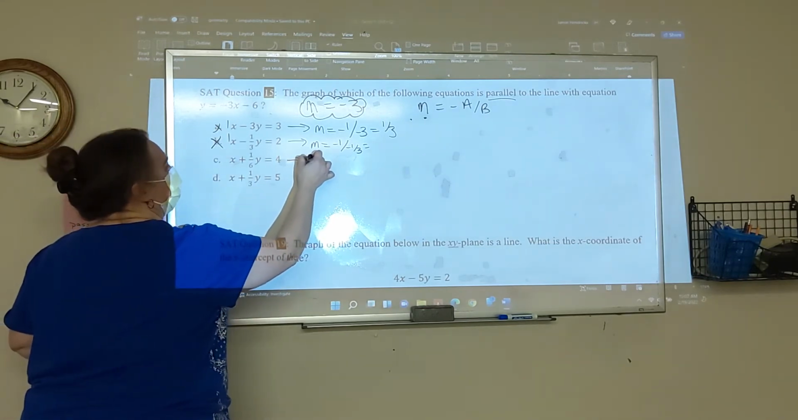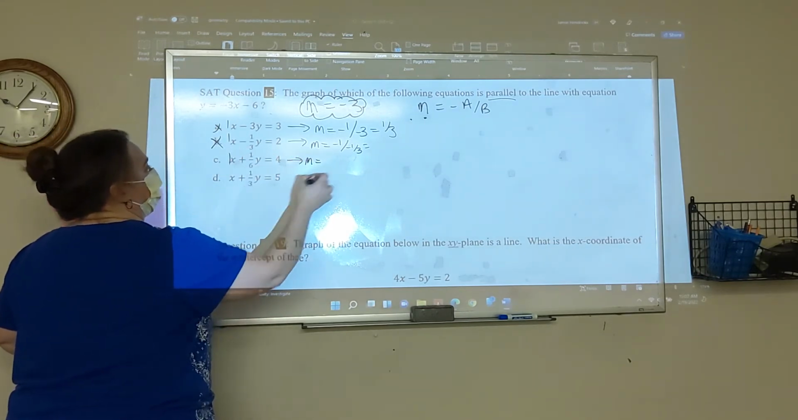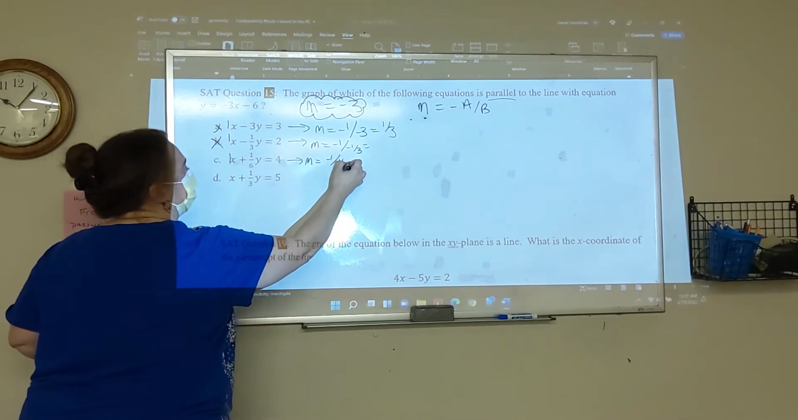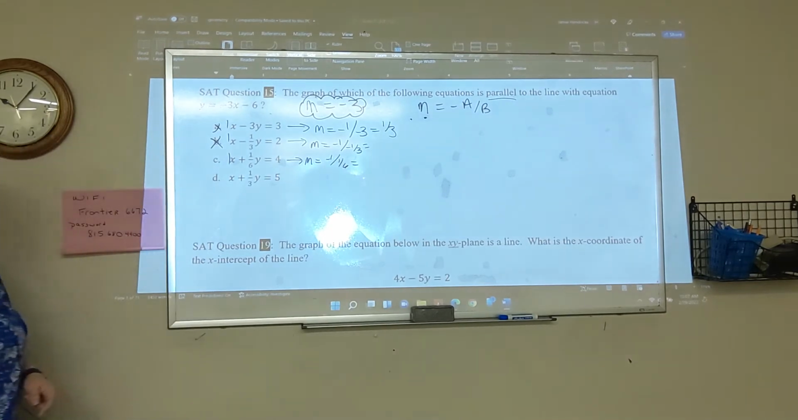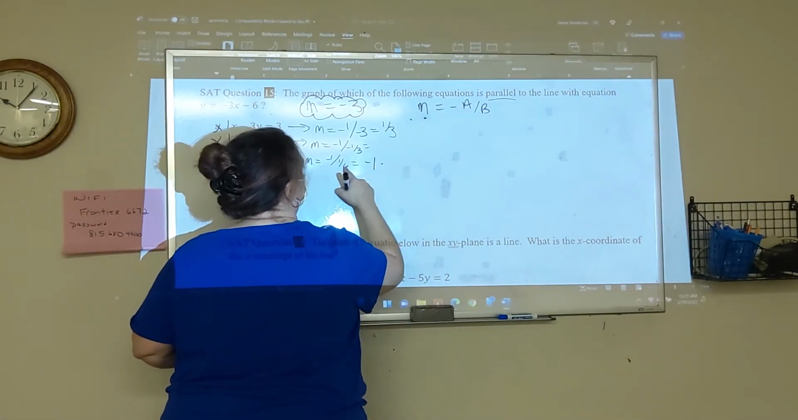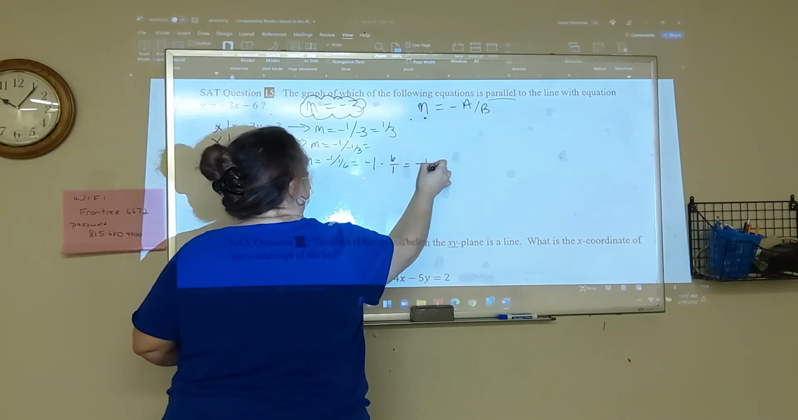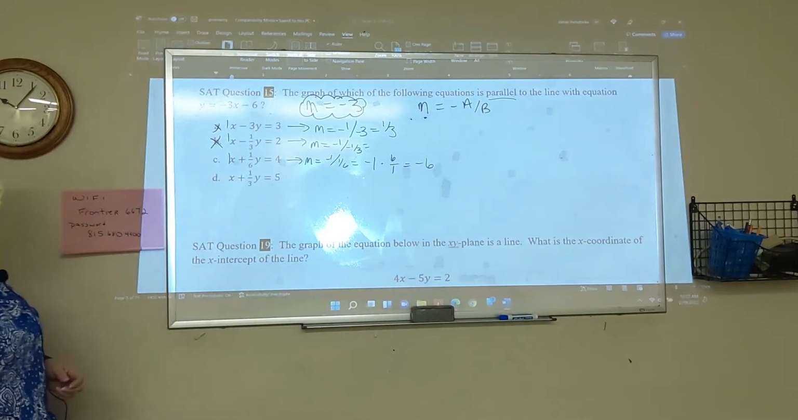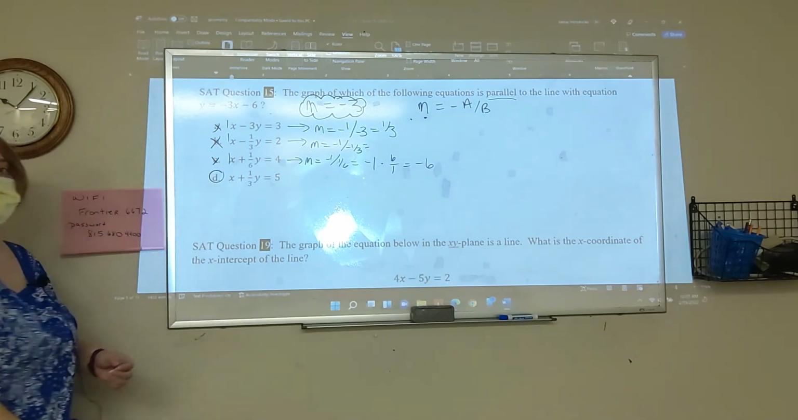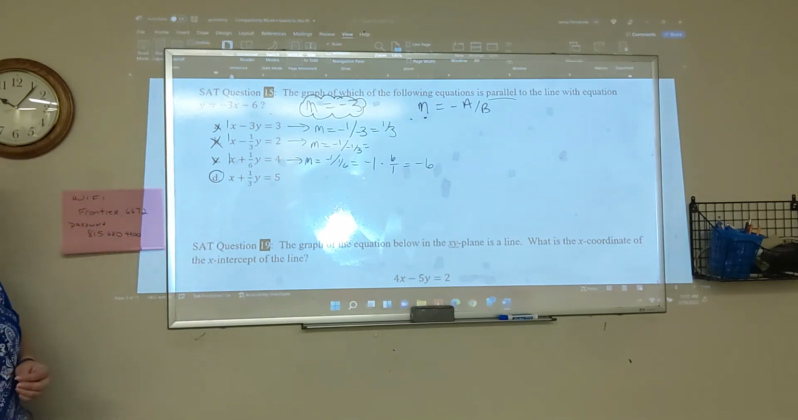C. Again, -a over b, -1 over 1/6. I've got a fraction within a fraction. This is a keep, change, flip situation. Keep the -1, change to multiplication, flip the bottom over. That's -6. Not helpful. Process of elimination, my answer better be D. Questions on that? All right, cool.